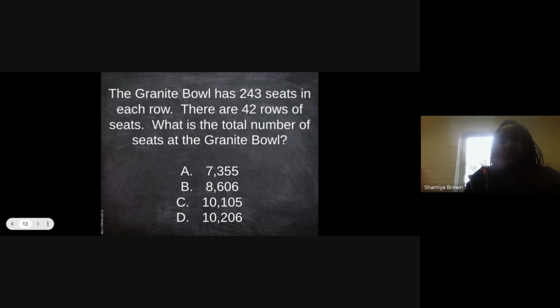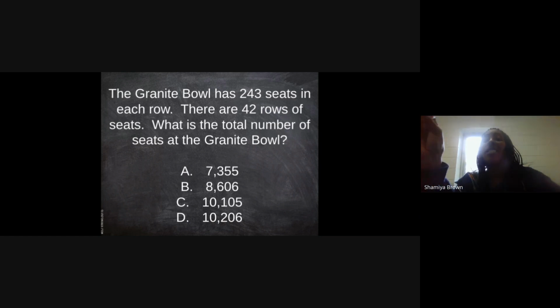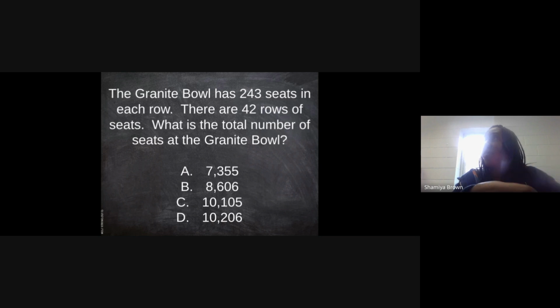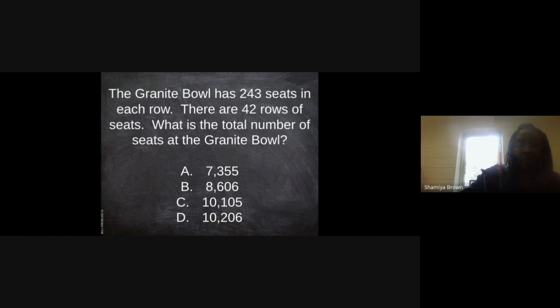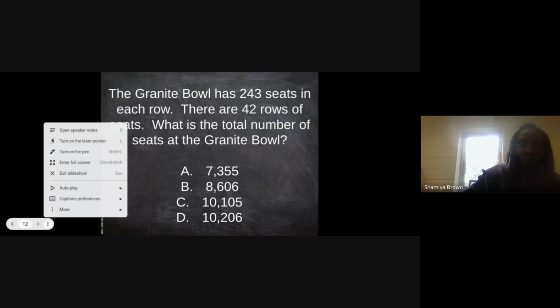Anyway, so. All right. This says the Granite Bowl has 243 seats in each row. Okay. If it has 243 seats in each row, do I know the total of seats yet? No. Then it goes on to say there are 42 rows of seats. What is the total number of seats at the Granite Bowl? How am I going to find that out? Multiply. 243 times 42.